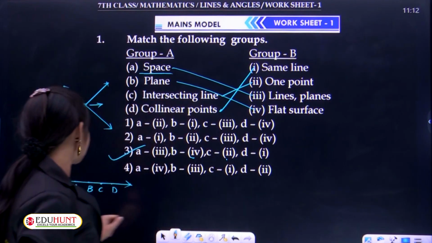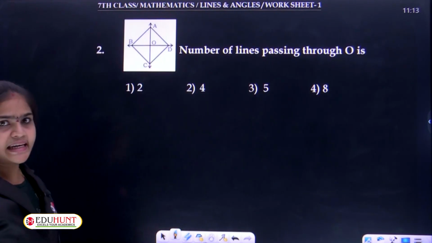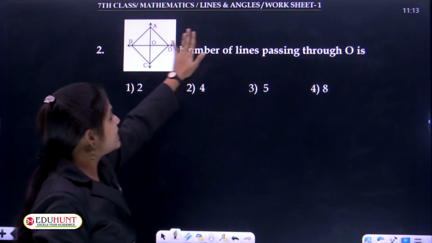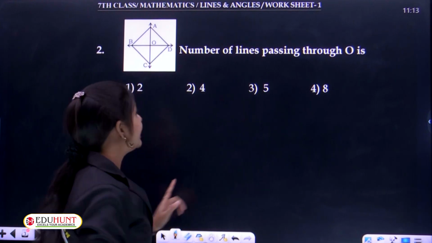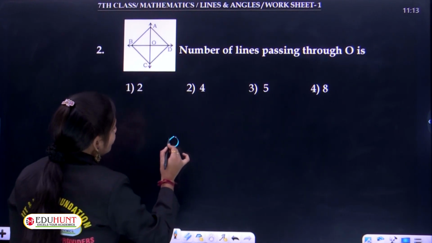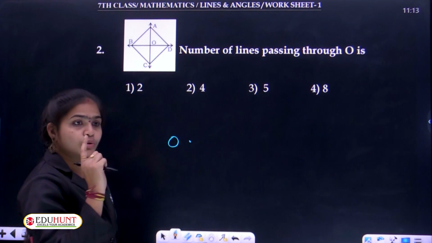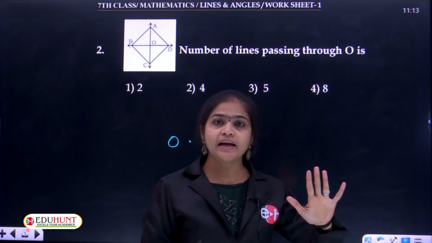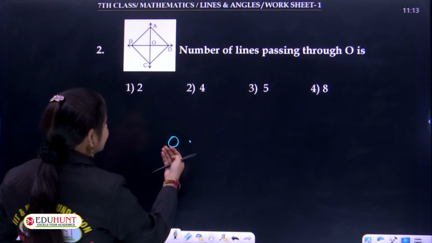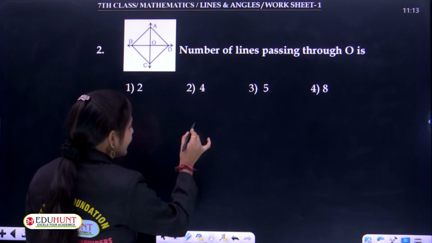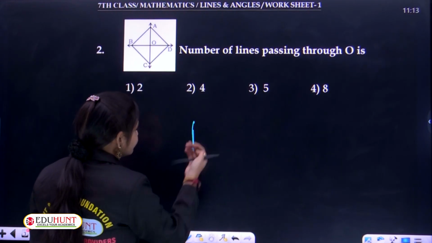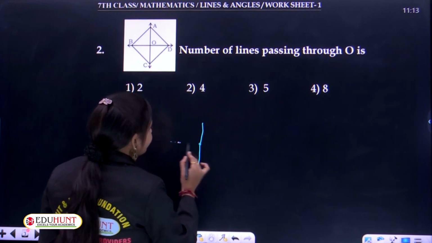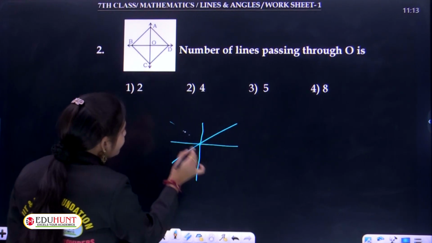Okay? Yes. See the second one. Here one diagram is given, right? Number of lines passing through O. Here, one of the points is O. Through that one point, how many lines can we draw? Infinitely many lines we can draw. See here. For example, here one point is there. Through that point, we can draw infinitely many lines.